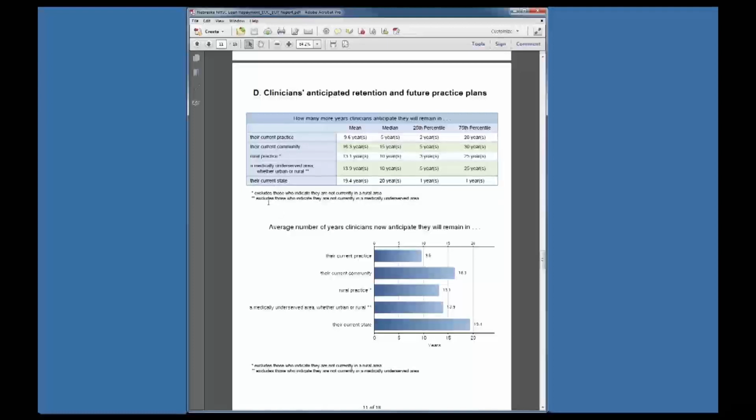So we don't yet have retention information. We don't really know yet who in these various programs stayed. But there is the notion of anticipated retention, where you ask the question, how many more years do you anticipate you will remain in your current practice, in your current community, in a rural practice? That only goes to people who are in a rural area and in a medically underserved area, whether you're rural or urban. If people don't think they're in an underserved area, they're not asked that question. And then, how long do you think you're going to stay in your current state? This is the notion called anticipated retention.